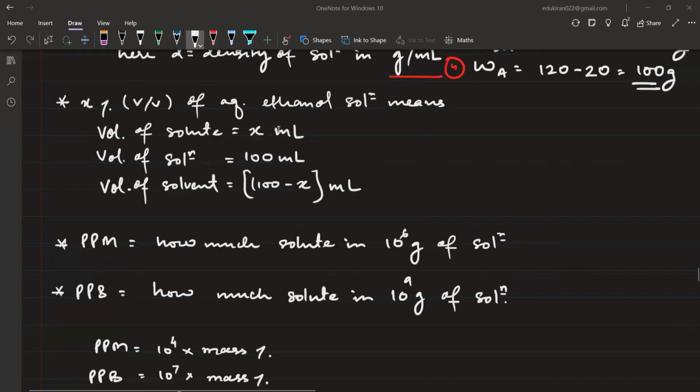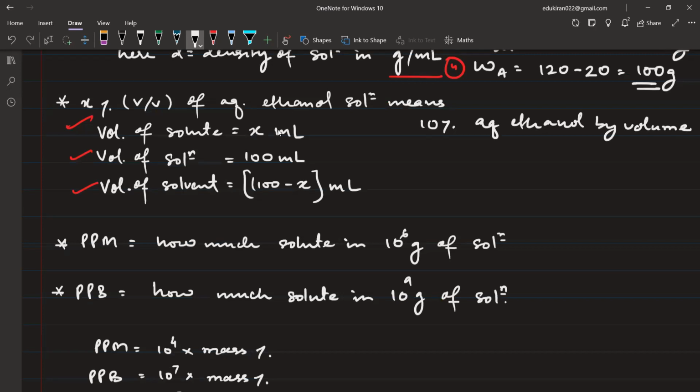Next thing, we have X percentage V by V. V by V means volume upon volume. So in this case, you will only get the information about volume of solute, volume of solution, volume of solvent. यहाँ पे भी बहुत ही आसान सवाल है. For example, if you have 10% aqueous ethanol by volume. अगर by volume लिख दिया, that means it is volume percentage.